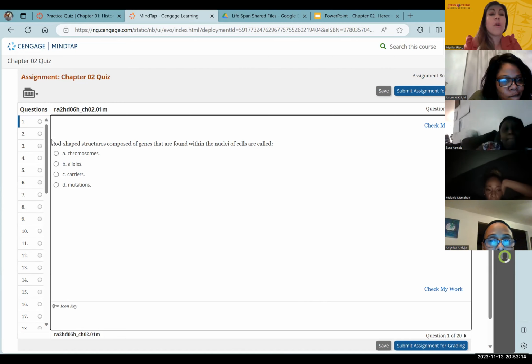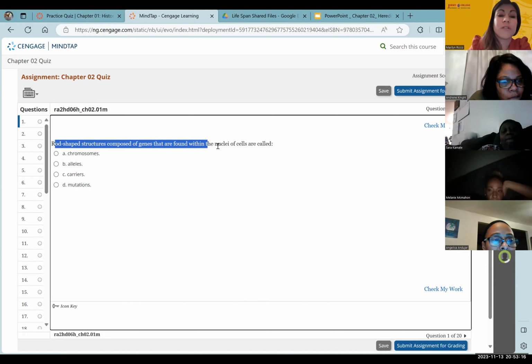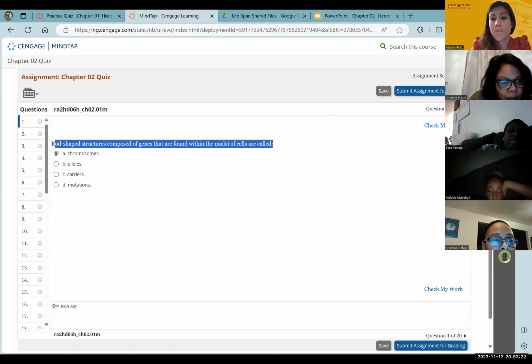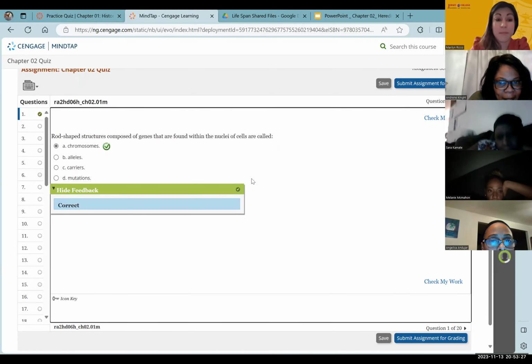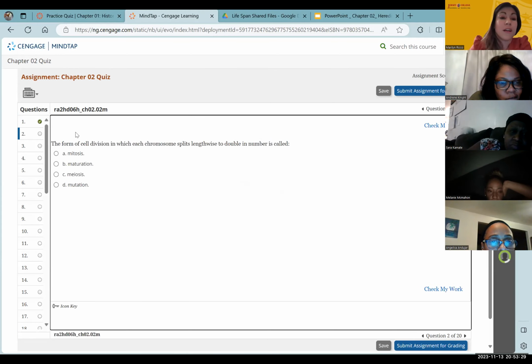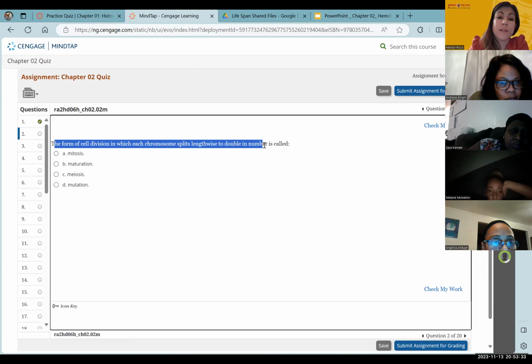Okay, rod-shaped structures composed of genes that are formed within the nuclei of cells are called? Chromosomes. All right, we'll do it the other way now. There are two ways of doing it. Check my work. Good. The form of cell division in which each chromosome splits lengthwise to double in number is called?